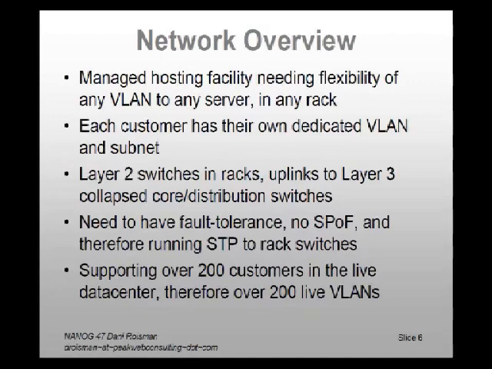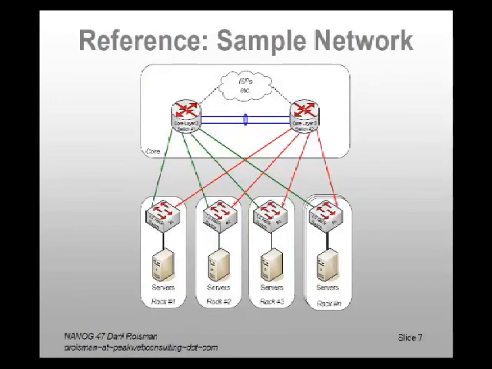So we had a managed hosting facility. We needed flexibility of putting any VLAN to any server and any rack throughout the data center. Every customer has their own dedicated VLAN and their own subnet. We had layer 2 switches in the racks, uplinking to layer 3 collapsed distribution core switches. We needed fault tolerance and no single point of failure, so therefore we ran spanning tree, with 2 uplinks to every rack switch. We had over 200 customers in the data center, so we had over 200 live VLANs.